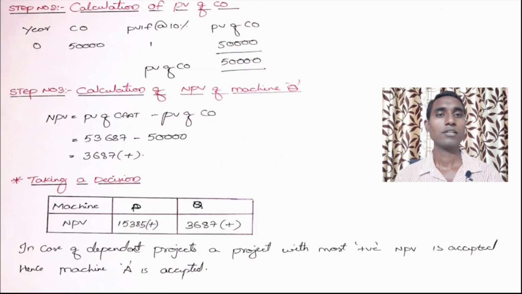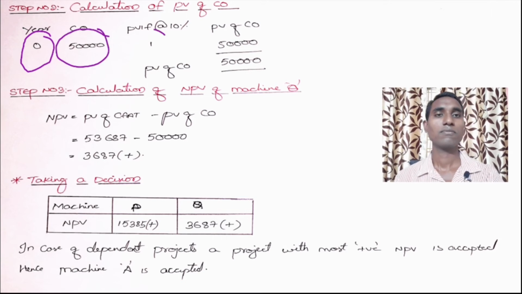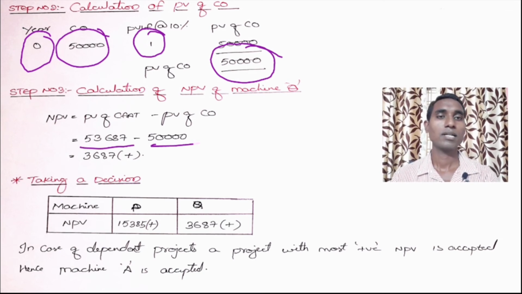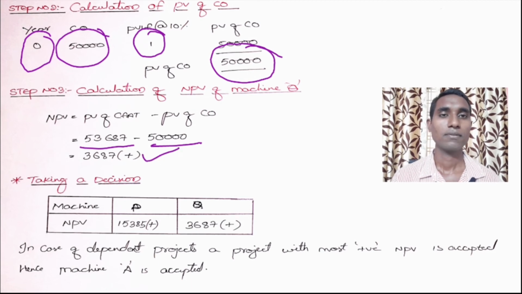Now the second step, present value of CO. The year will be 0 because investments are made in the initial year, that is the 0th year. CO is 50,000, both the machines are costing 50,000. By default this is 1. If you multiply, whatever is the resultant is called PV of CO. Then we have step number 3, calculation of NPV of machine Q. The same formula: step number 1 output minus step number 2 output, so the resultant figure is again positive, and that's the reason I have put plus after this value.